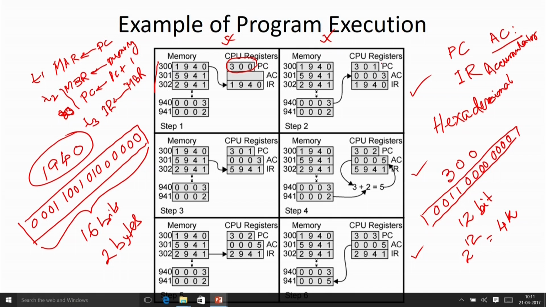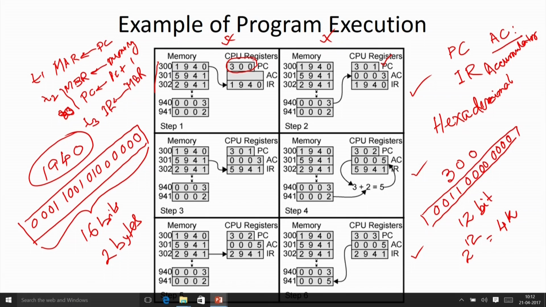So, now the value of the program counter becomes 301. That means we are fetching the instruction from memory location 300. After completion of the execution, we have to fetch the instruction from 301. Now, what does this instruction 1940 mean? We do not know. We have to see now what exactly we are going to do.